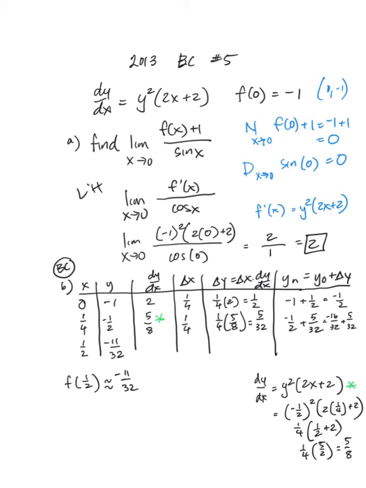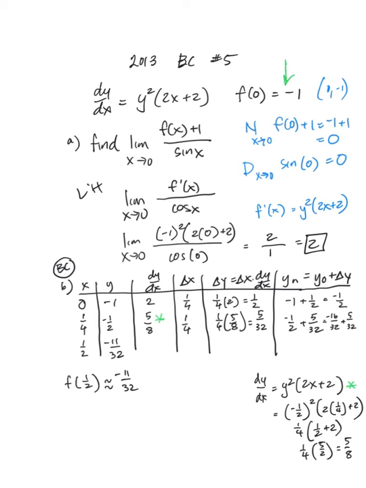All right, last free response question in this type 6, differential equations. In this problem, we're given our first derivative, or our differential equation, dy/dx equals y squared times the quantity 2x plus 2. I also know I have an initial point, (0, -1).